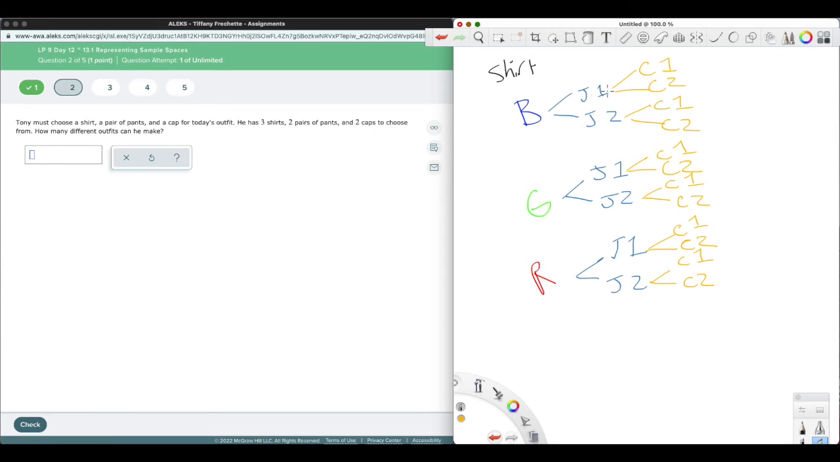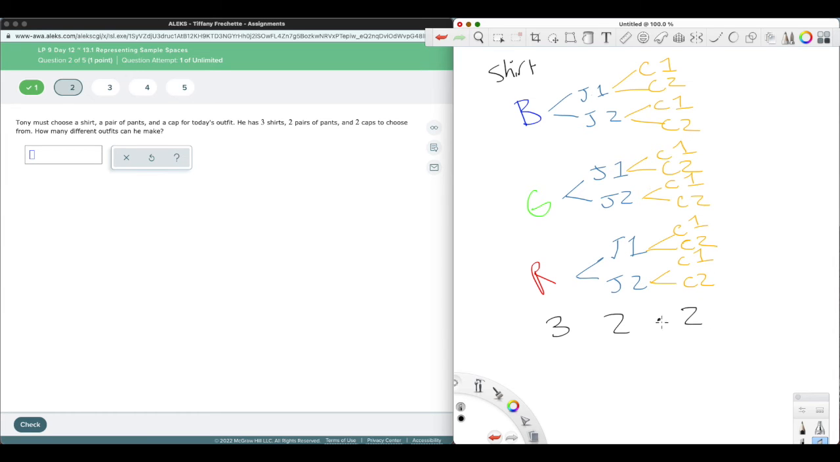Instead of having to draw this diagram each and every time, we can use what's called the counting principle. And just say how many options are in the first group? 3. There's 3 different shirts. How many options are in the second one? Not all of these, just how many things do I have to choose from? I can either choose jeans 1 or 2. There's only 2 options there. Same thing with the caps. There's only 2 options. It's either going to be cap 1 or cap 2.